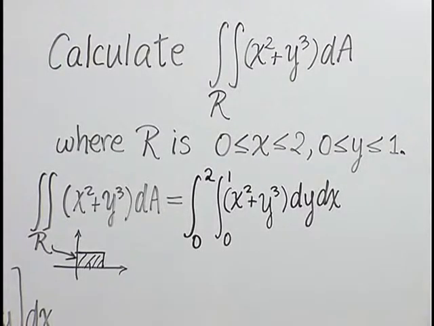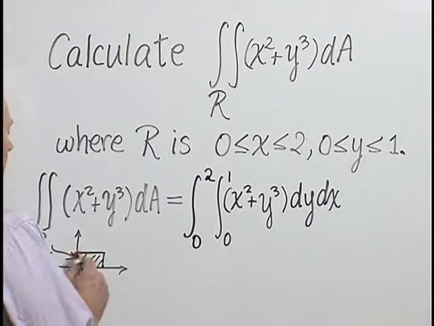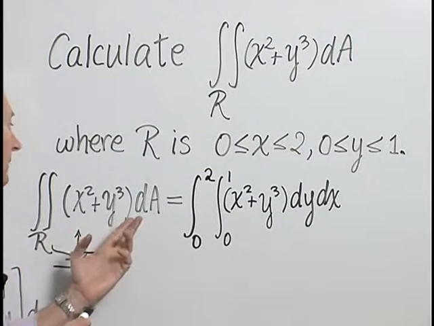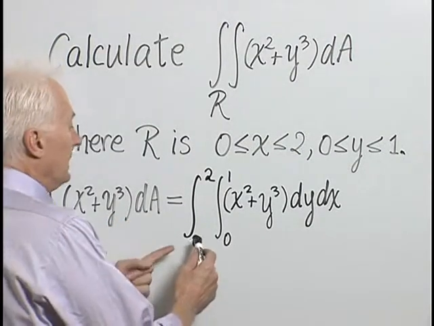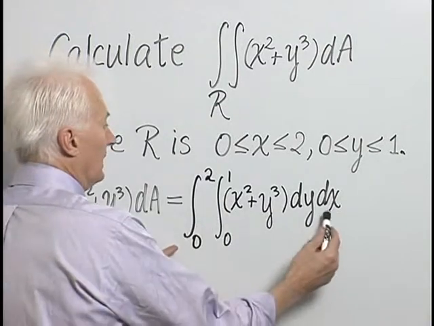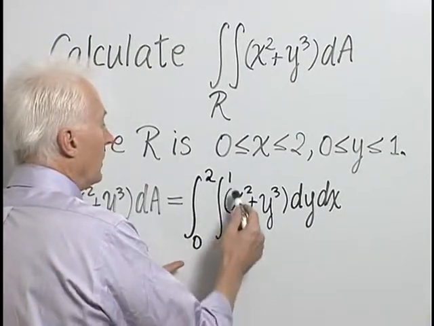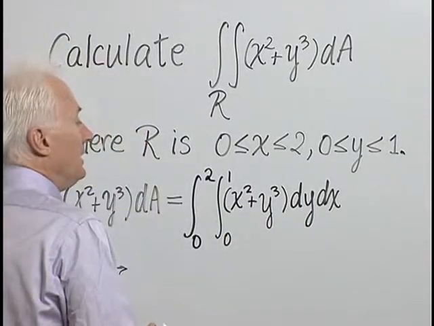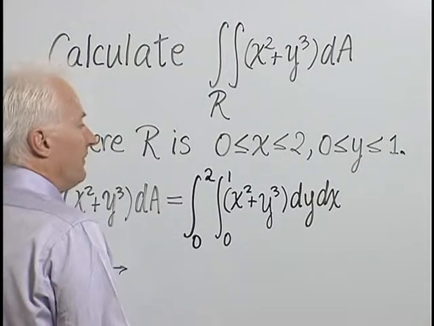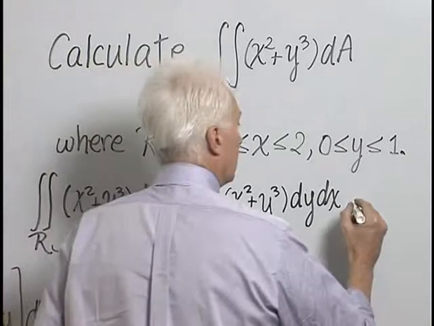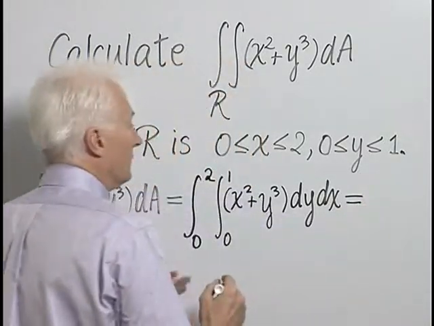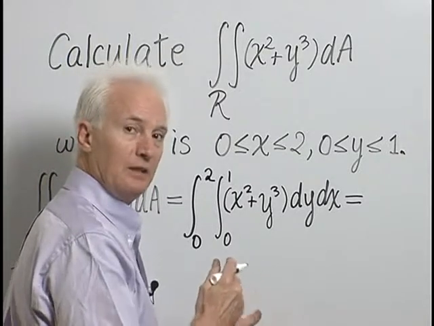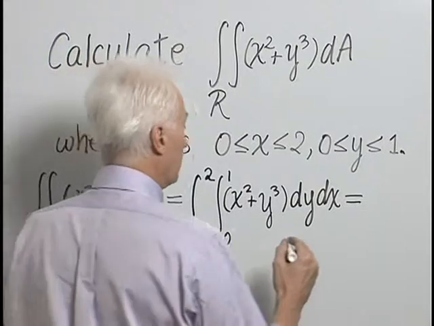Well, let's look at this again. Our double integral over the rectangular region, capital R, of x squared plus y cubed dA, we calculated as the integral from 0 to 2 against dx of the integral from 0 to 1 of x squared plus y cubed dy. So Fubini's theorem tells us that, in fact, we can reverse the order. So reversing the order of an integral is often useful because sometimes the integral is easy to calculate in one order and virtually impossible in the other.